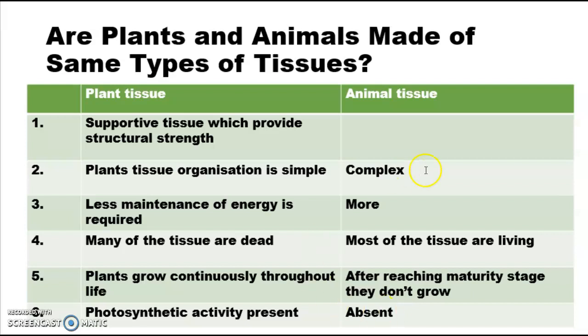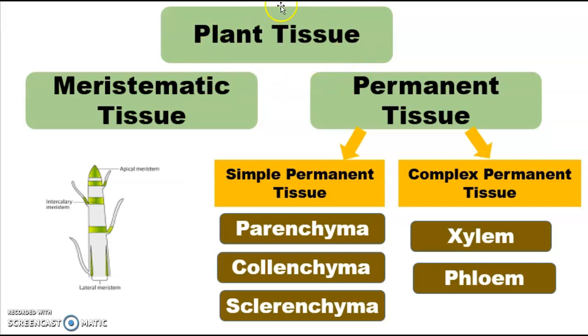So in conclusion, we can say the plant tissues are completely different from animal tissues, because animal move around in search of food, mate and shelter. So their tissues are all living, but in plant, most of the tissues are dead that provide structural and mechanical support. So first we will discuss about the plant tissues.